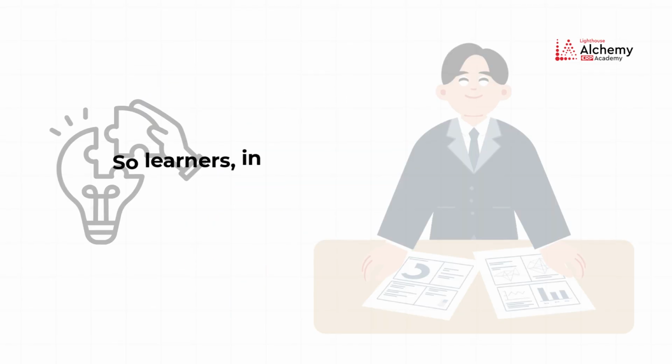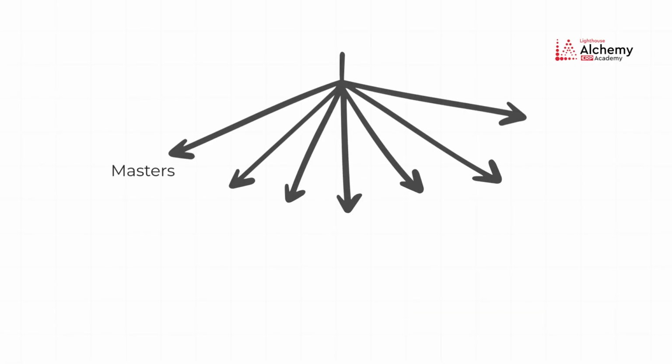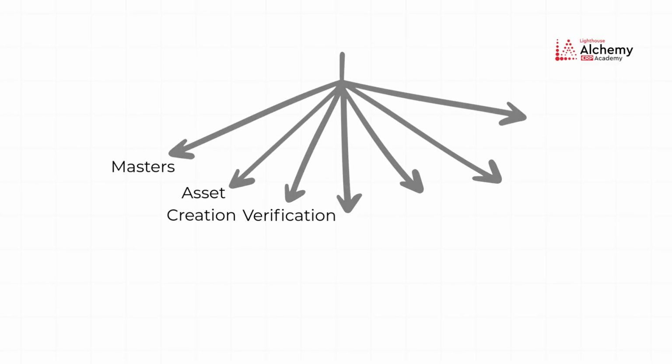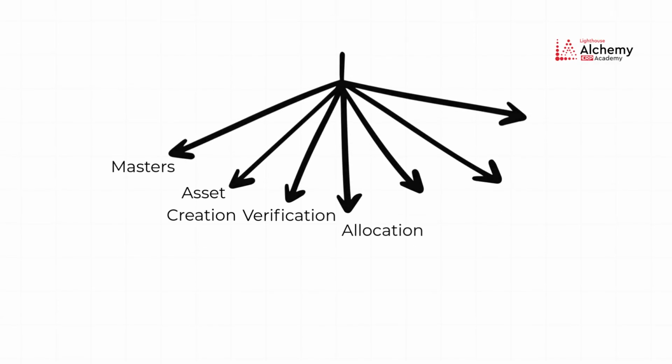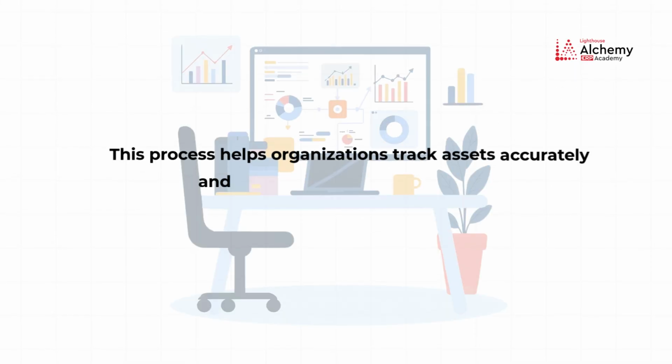Summary. So learners, in this video we understood the complete fixed asset management process: masters, asset creation, verification, allocation, capitalization, depreciation, and status. This process helps organizations track assets accurately and maintain financial compliance.